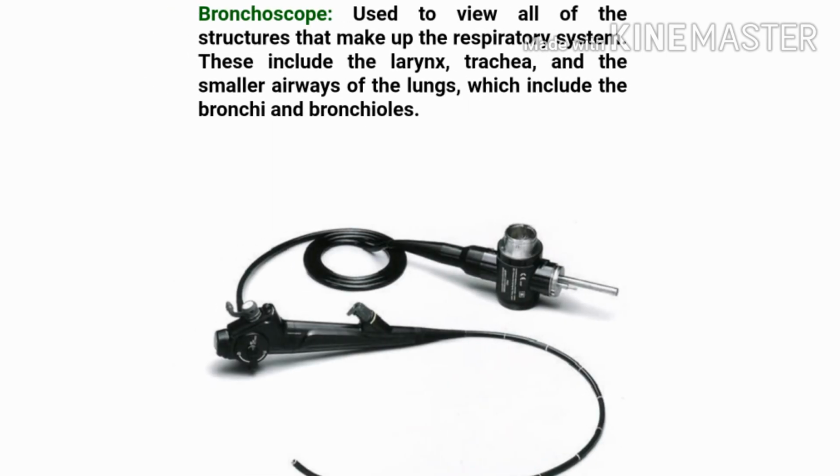So now let's come to the bronchoscope. This is the device known as a bronchoscope. It is used to view all of the structures that make up the respiratory system. These include the larynx, trachea, and the smaller airways of the lungs, which include the bronchi and bronchioles. This is also used in ICU setups for bronchoscopy.